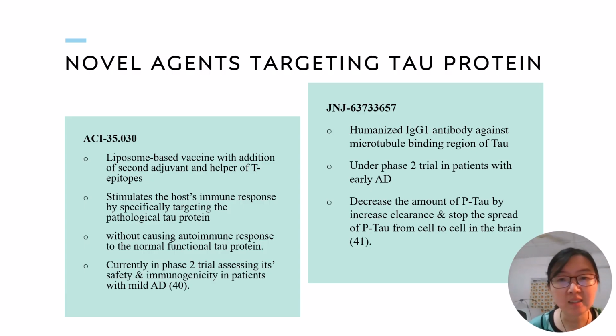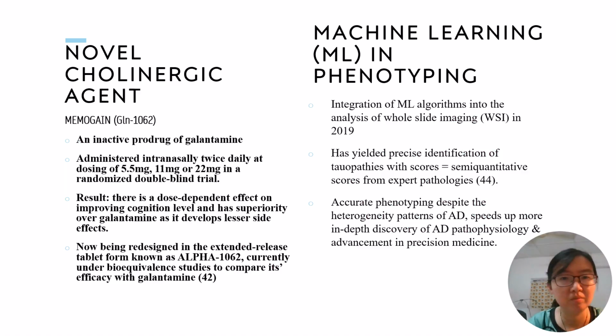Another humanized IgG1 antibody, known as J&J 637335657, goes against the microtubule binding region of tau. It decreases the amount of hyperphosphorylated tau by increasing clearance and stopping the spread of p-tau from cell to cell in the brain. There is also a novel cholinergic agent known as memogain.